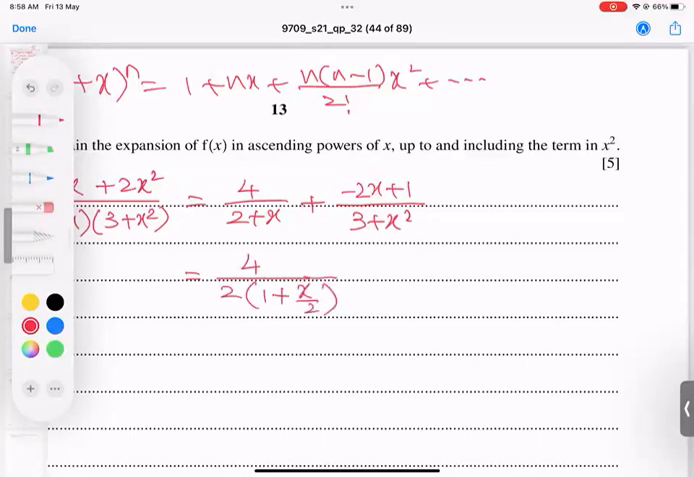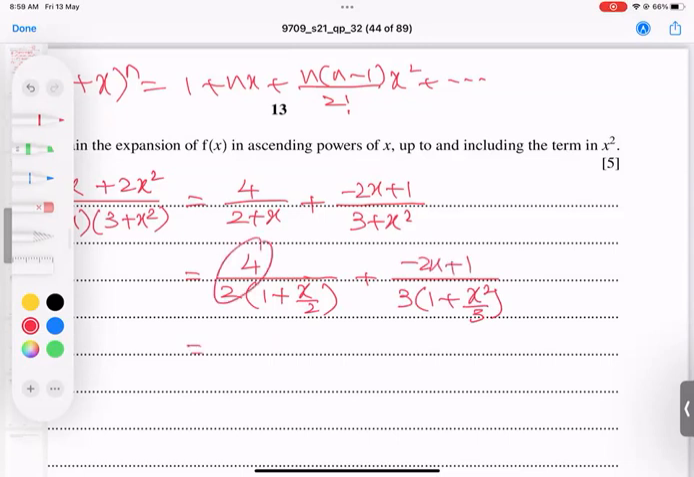Logic, if you want to check it, multiply inside. 2 ones are 2, matches. 2 multiplied with that, 2 cancels, I get x back. It means correct. So from here also take 3 common. I get 1 plus x squared by 3. I hope this part is very clear.